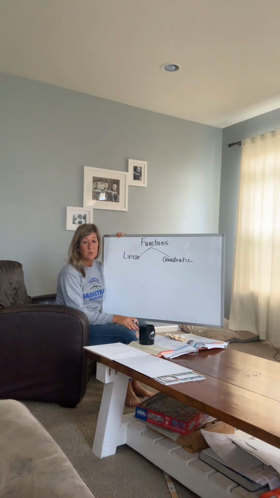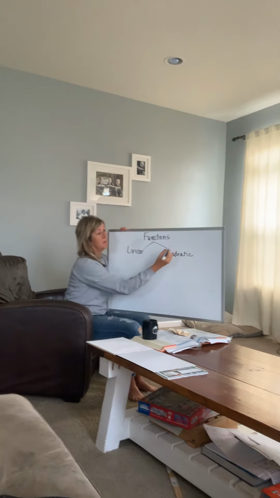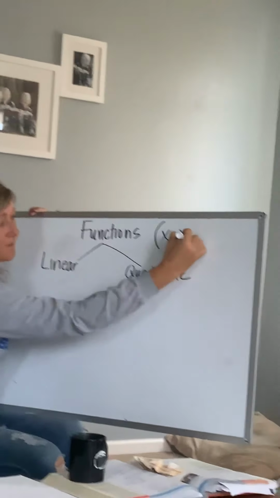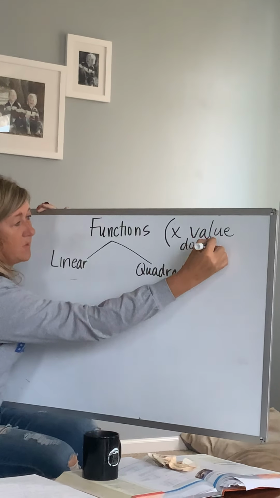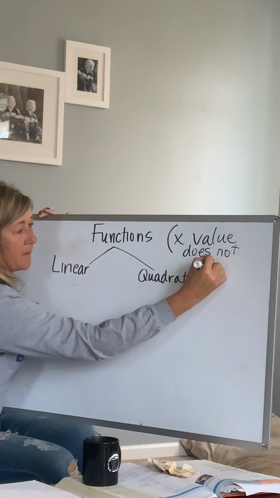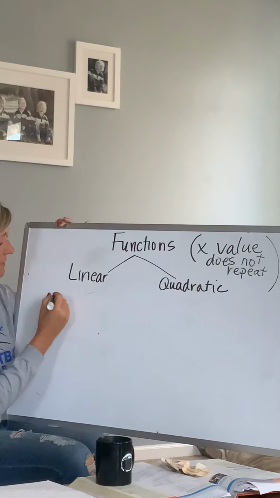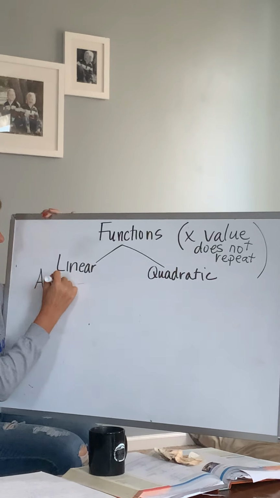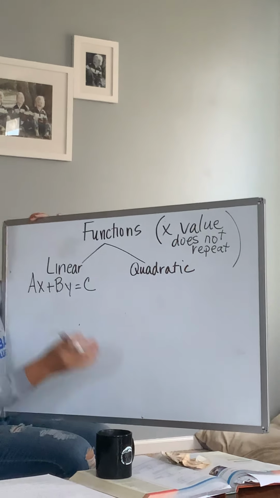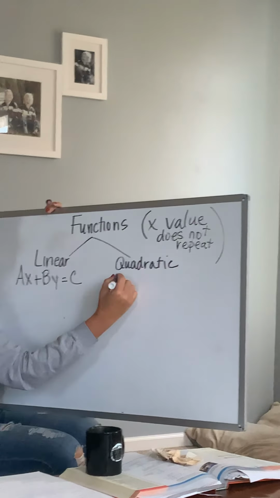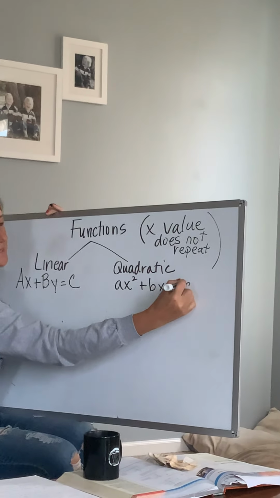So today we're going to start with a little review of all the functions we've learned, okay? What makes a function a function? All together now, x value does not repeat, okay? Keep that in mind. All right, so first set of functions we learned about were linear. Standard form of a linear equation is ax plus by equals c. Standard form of a quadratic we've learned about is ax squared plus bx plus c.